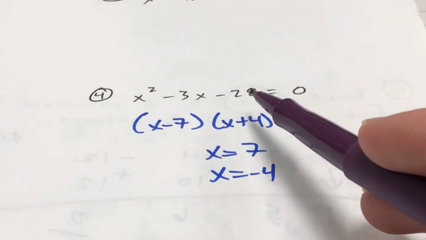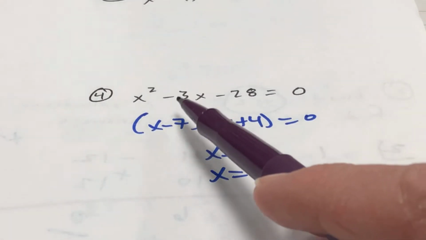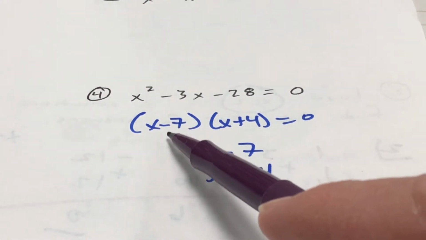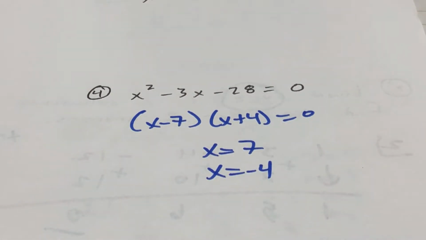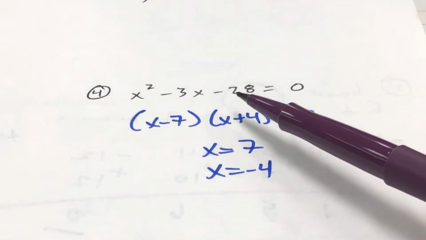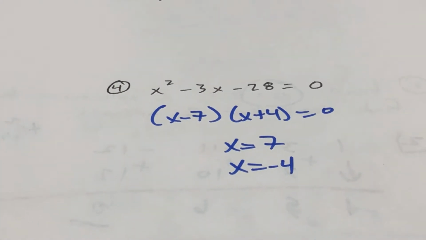Then number 4: what multiplies to 28 and differs by 3? That'd be 7 and 4. The middle term's negative, so 7, the bigger factor, is negative. 4 would be positive. x equals 7, x equals negative 4. Again, you need a negative constant, which is the product, and a negative sum.